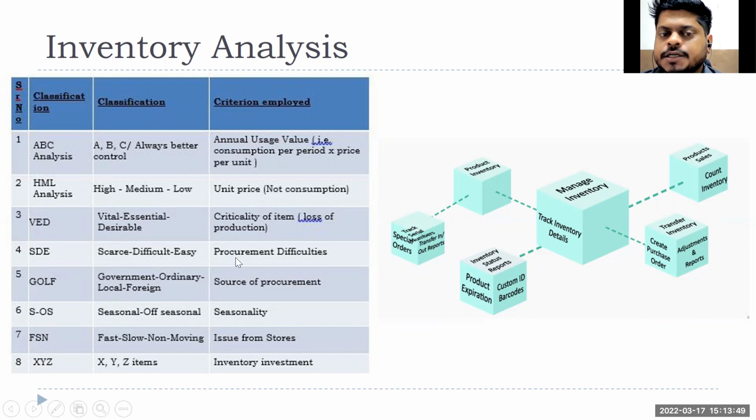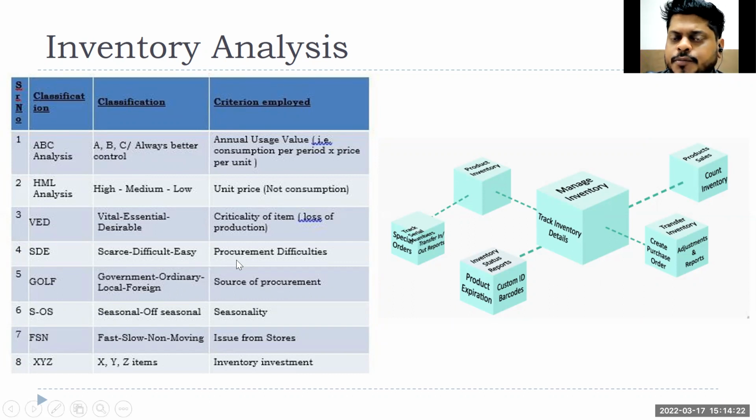SDE: scarce, difficult, easy, that is, procurement difficulties, right? If I'm importing something, let's say this war is happening, same thing I can give that example of refining. So India imports around 70% of the crude oil, so they have to look into the situation. Right now scarcity of crude oil is there, right? So they will wait for the timing when a little bit of relaxation happens, the war gets over, the price comes down, then they will purchase, because they know that in future sometimes scarcity might happen, right?